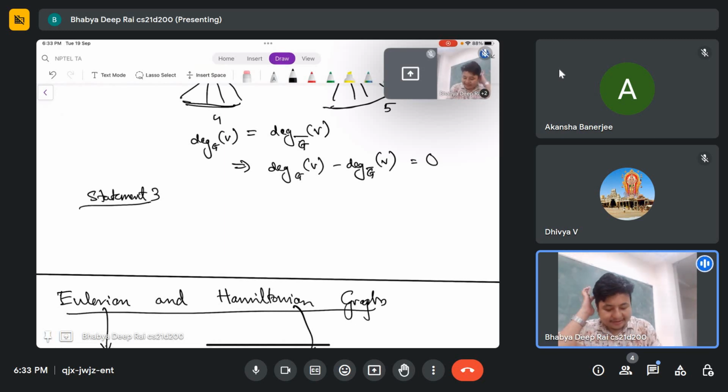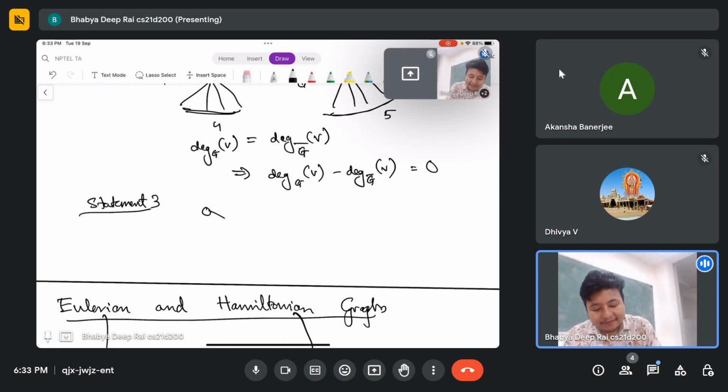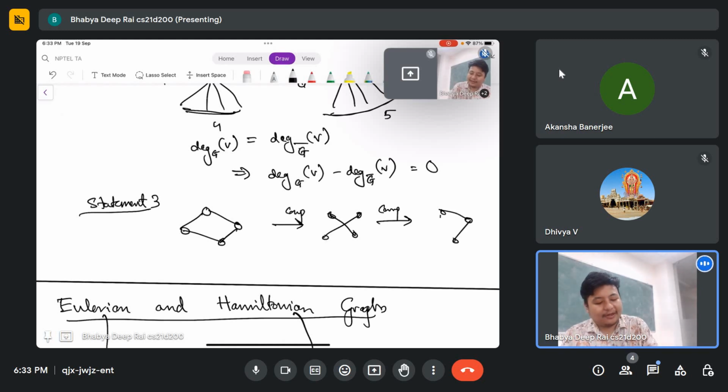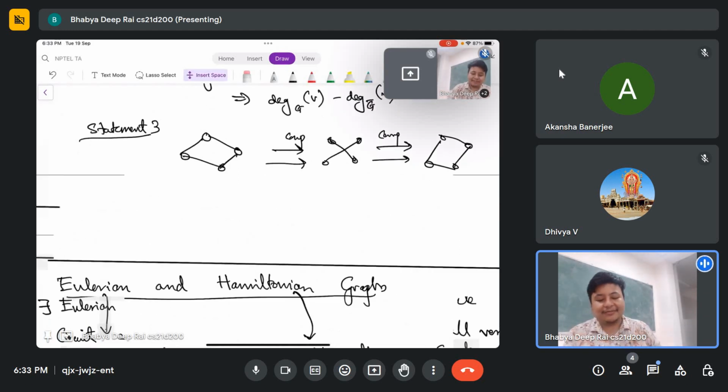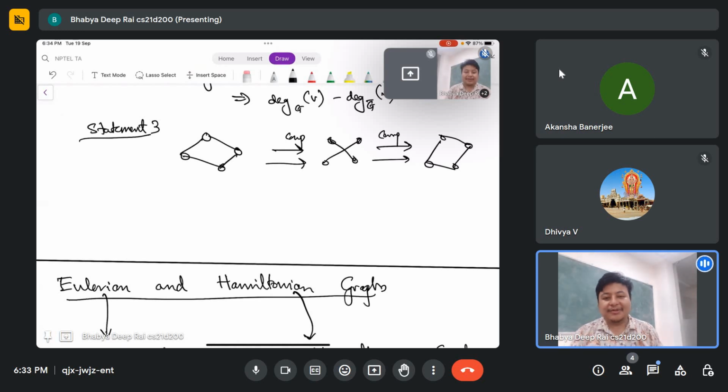Statement 3, G bar is also self-complementary. This is quite obvious: if I have a graph and I take its complement, and then I take its complement again, I'm going to get the original graph. Why? Because first I'm removing all the edges in common, and now I'm adding all the edges in common and removing what I had done before. You can try this yourself. I'm not going to dabble too much into it, but you'll find out that statement 3 is true. Taking the complement two times gives the same thing.